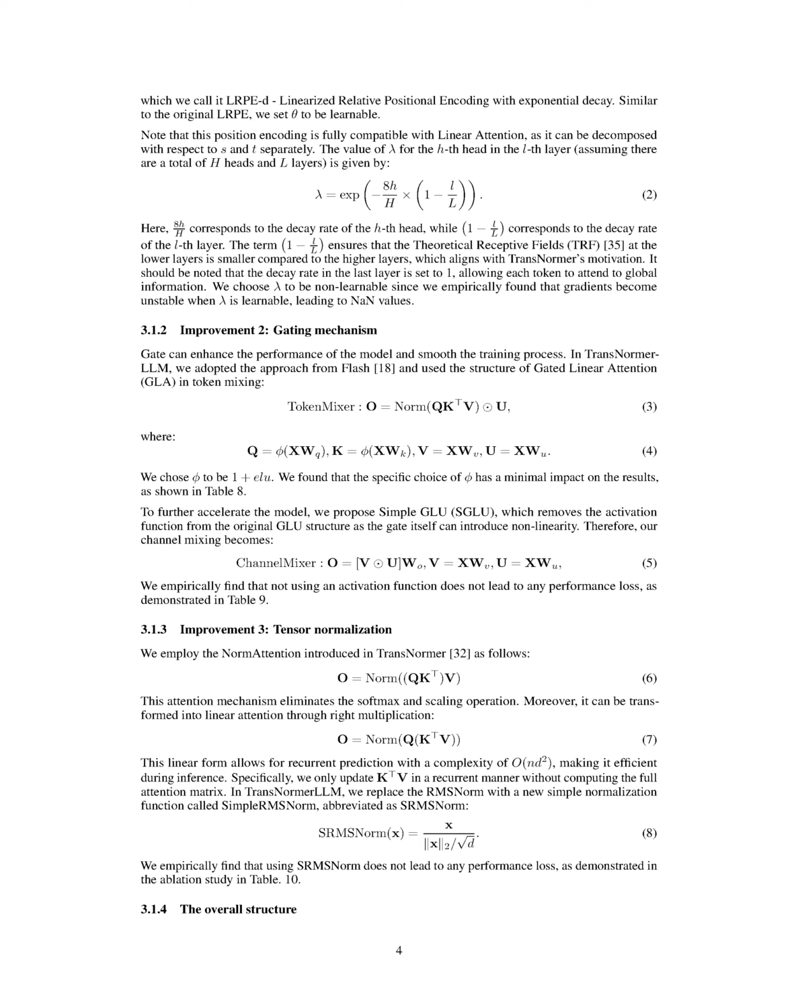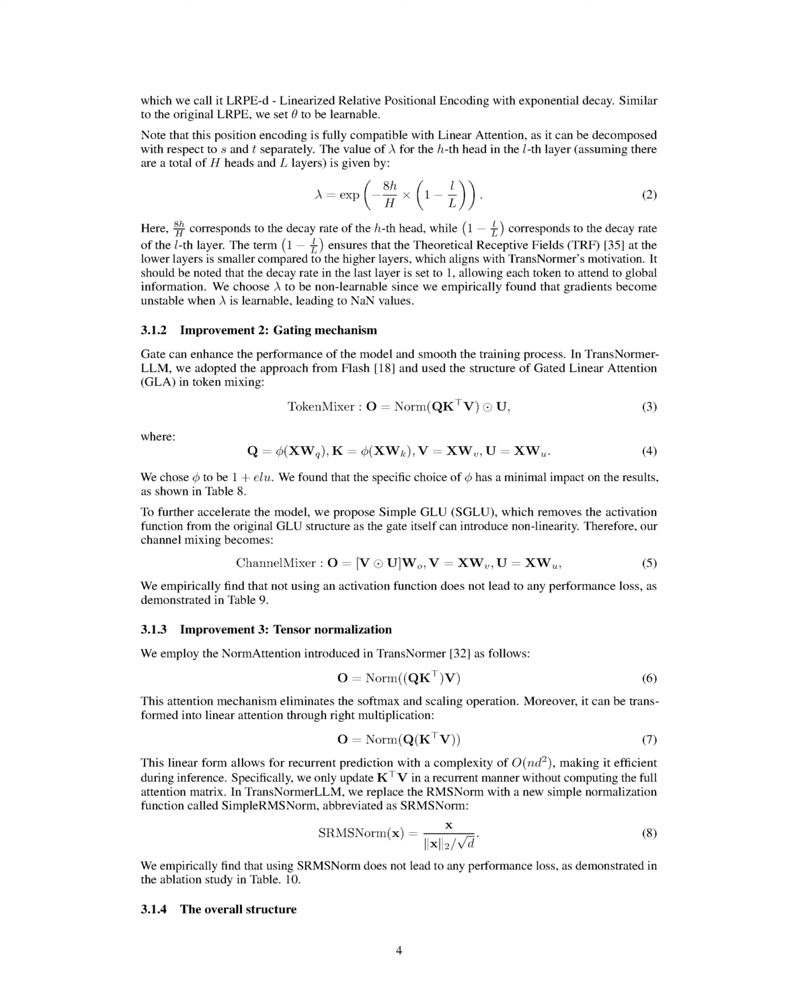In the third improvement, we've used a technique called tensor normalization. We've used norm attention, which is a type of attention mechanism that eliminates the need for softmax and scaling operations. This mechanism can be transformed into a linear form, which allows for efficient recurrent prediction. In this process, we only update a specific part of the attention matrix, which makes it more efficient.